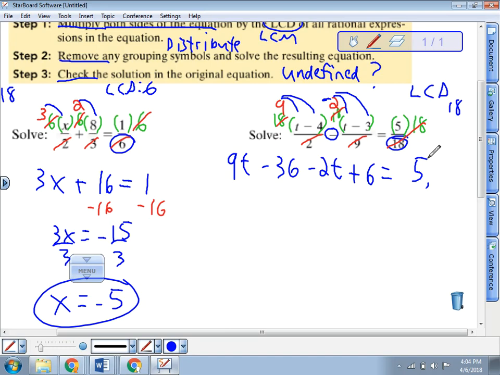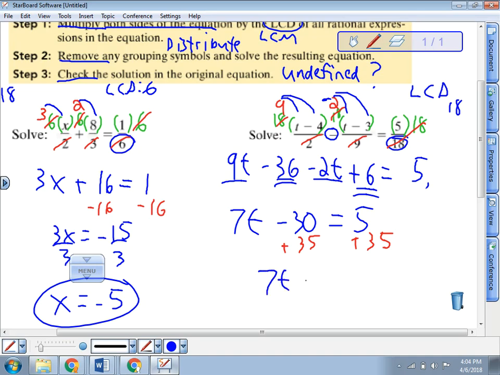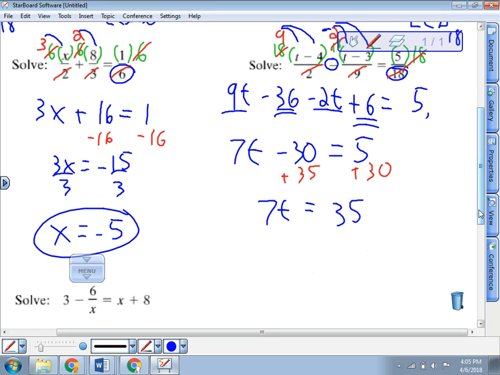At this point, we're just going to solve the equation. I have like terms that I can combine. There's my 7t minus 36 plus 6 is negative 30 equals 5. I think you guys know now how to solve this. Add 35, 7t equals, add 30. I got ahead of myself there. I knew what the answer was going to be. 7t equals 35. And then I think you guys know divide by 7, and t this time equals 5. So there you have another example.